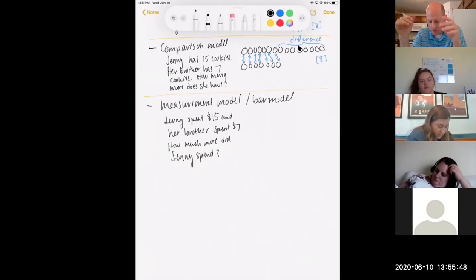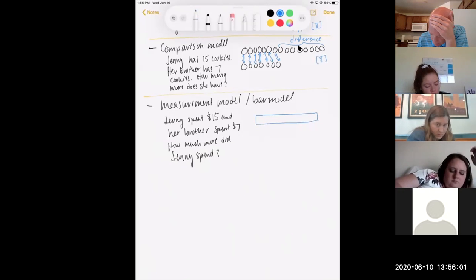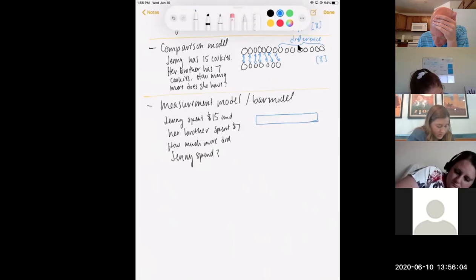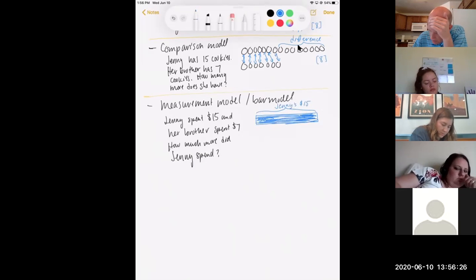So you're going to draw two bars for this one. One for the bigger quantity, one for the smaller quantity. So the bigger quantity, in this case, is Jenny's $15. So I draw a long bar, and I label the bar at the top. Jenny's $15. That's how long that one is. And you can color that in if you want. So I'm going to color it in a little bit. So there's Jenny's $15.